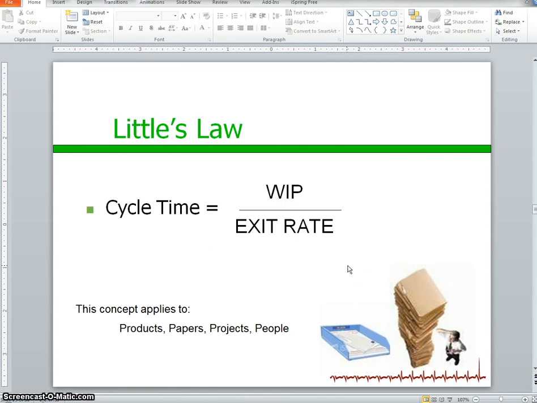And there's this Little's Law. Apparently it took somebody really smart to come up with this really simple equation, or not an equation, a ratio. And it's that cycle time is a ratio of the work in process, the amount of stuff you've started, divided by your exit rate. And again, these might be projects, and they might be papers in an in-basket, they might be people.